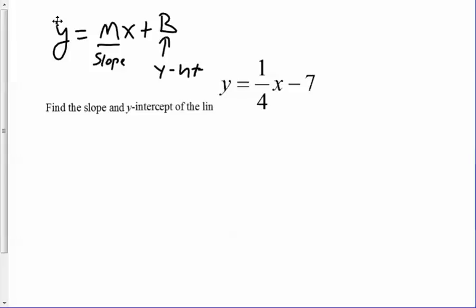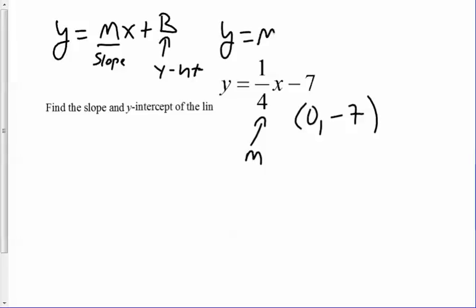So when it says find the slope and y-intercept of the line y equals 1/4 x minus 7, well, that's your slope. That's your m. So your slope is 1/4, and your y-intercept we'll say is 0 comma negative 7, because the equation is in the form y equals mx plus b. So you have to know that the y-intercept is 0, negative 7. That's where the line crosses the y-axis.